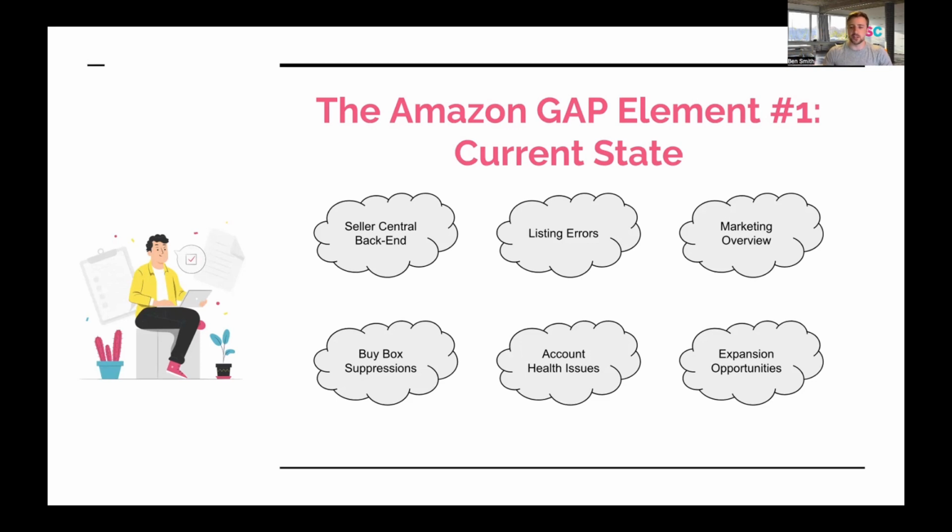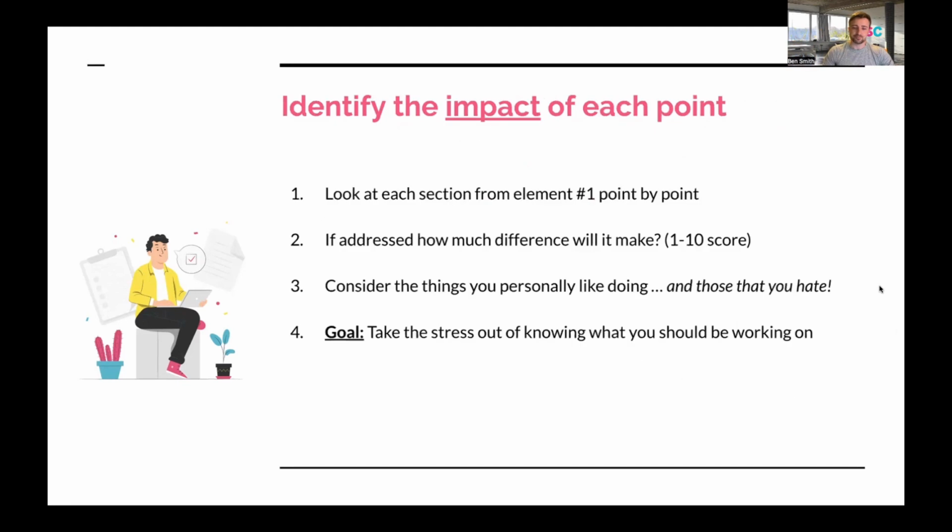And expansion opportunities is the last one I didn't mention here as well. So are you expanding to new markets or new platforms? Okay, once you have that, the next thing we want to do is go through each of those bullet points that we've just written out and give each one a score. I like to do it on a 1 to 10 scale of what the impact is if we were to address this issue or this opportunity. So go through, take a moment to do that.